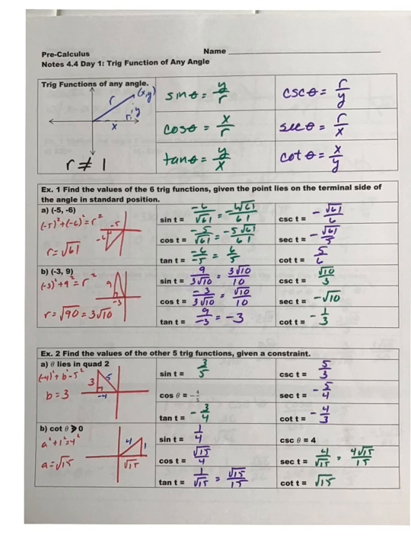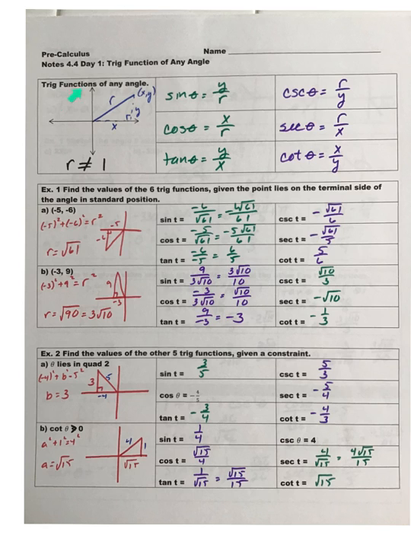Okay, my beauties, we are moving on to 4.4 day 1, trig functions of any angle. So we're no longer on the unit circle. So looking right here, this is no longer 1. This is r, the radius.